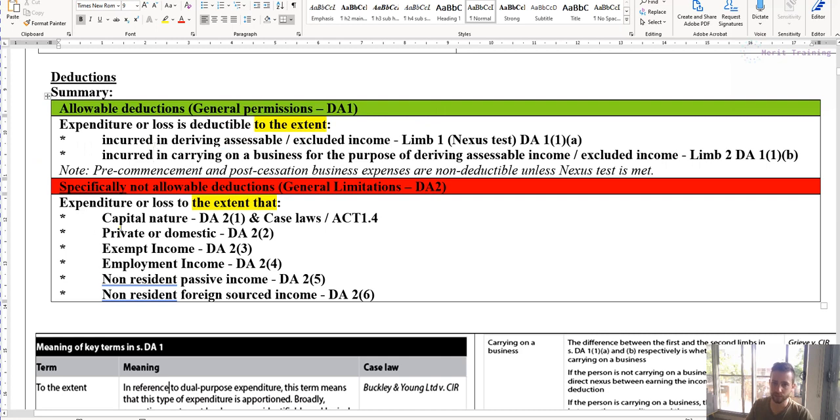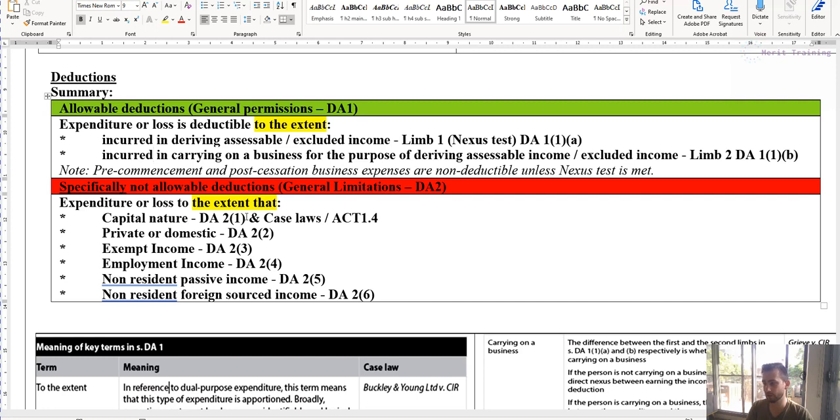Now the second test is you need to make sure that it's not caught up on one of these. If it's caught up on any one of these, and these are called general limitations, it means that it's specifically non-deductible even if it's passed the first test. So for example, if it's capital in nature, and we went through the tests earlier in this module in terms of what to look for if it is capital, the fruit or the tree, for example. If it's capital, then it's not deductible.